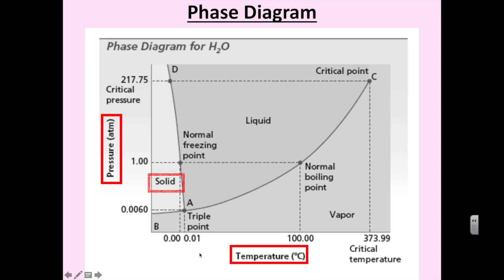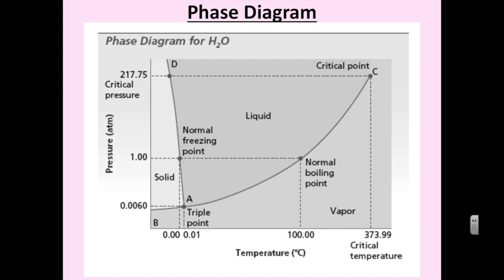Now here we have the solid that's on the left side, and here we have the liquid, and then we have the gas or the vapor. Now the gas is always on the bottom, and the liquid is always on the top right, and then the solid is always on the top left.